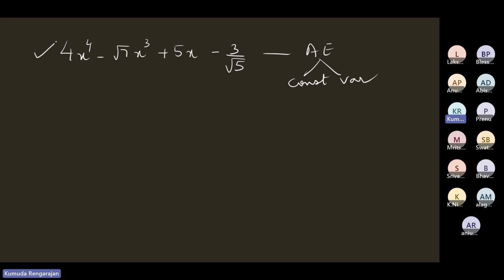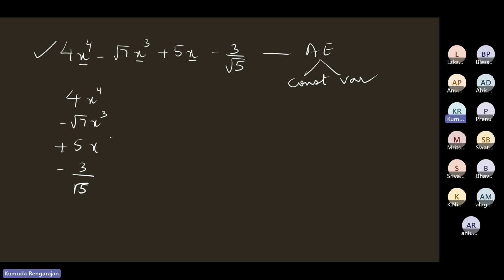Now, if this algebraic expression should be called a polynomial, then you will have to look out for the powers of the variable involved here. So the variable is x. Now check the power of x. The different terms of this algebraic expression are 4x to the power 4, minus root 7 x cubed, plus 5x, minus 3 by root 5. So this algebraic expression has 4 terms.